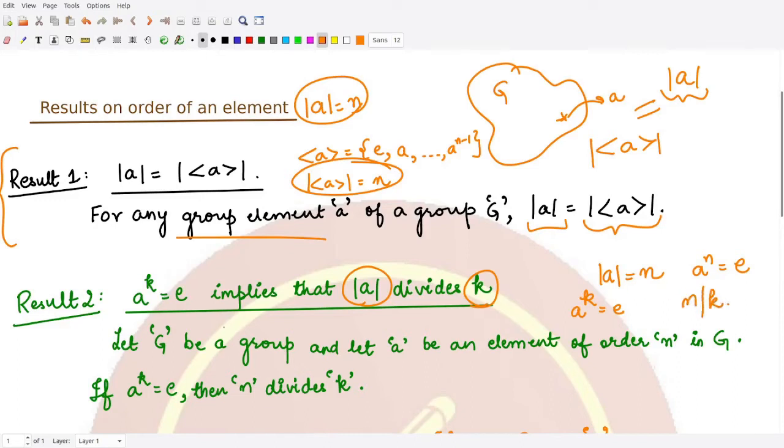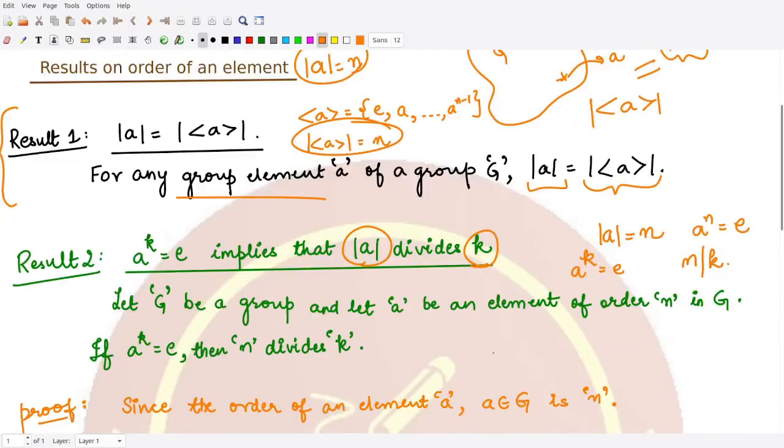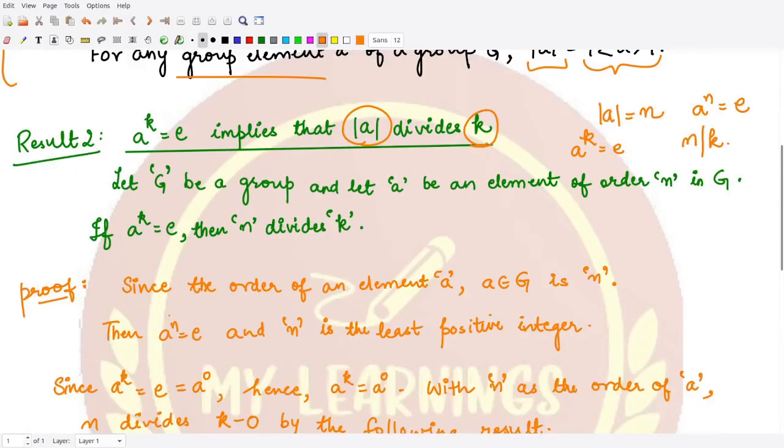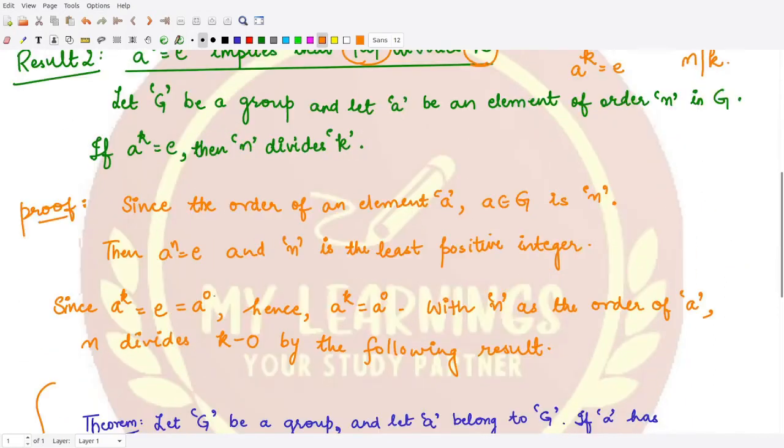So the statement tells us that if G is some group and A is some element of order n in G, then if a to the power k is equal to e, then n divides k. Because we know the order of this element A is n, this thing we already know. So a to the power n could be written as e, and n is the least positive integer such that a to the power n is equal to e.